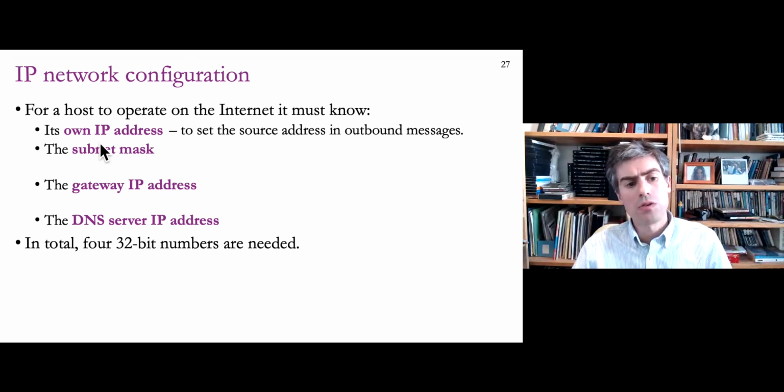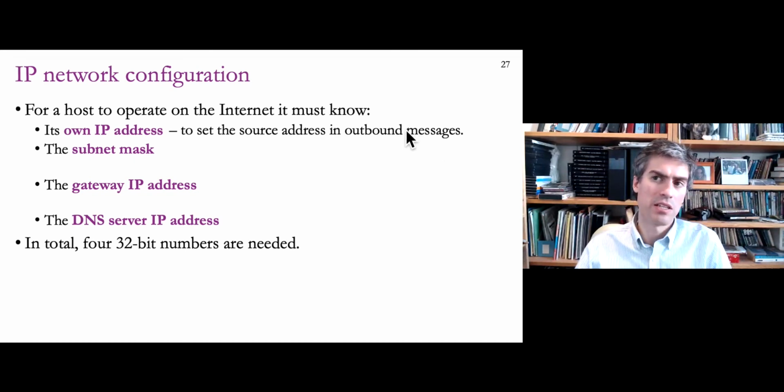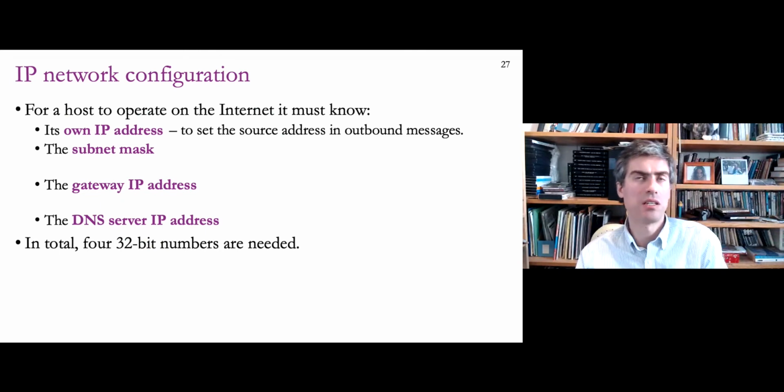So you set a source address on all your outbound messages so the receiver can send a message back to you, and also so that the receiver can identify this message to distinguish it from messages it's getting from other machines on the internet. Okay, that's kind of straightforward. You need to know your own IP address.